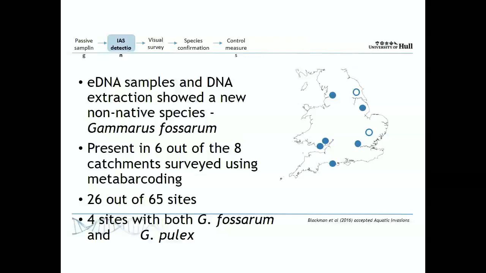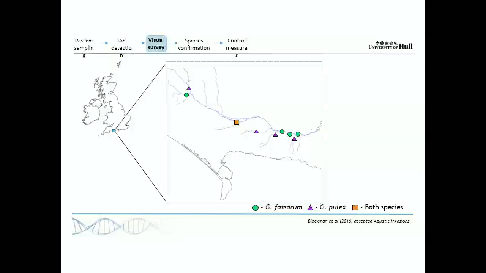So I then wanted to go out and confirm I hadn't got any false positives, and I wasn't getting this all very wrong. This is the metabarcoding data I got. So it shows you the distribution of my fusarum and pulex specimens throughout the catchment. So you've got fusarum mainly on the main water body, and then you've got pulex in the purple triangles on the tributaries that come in.